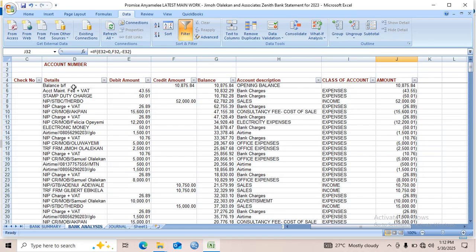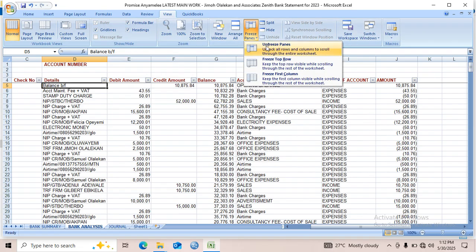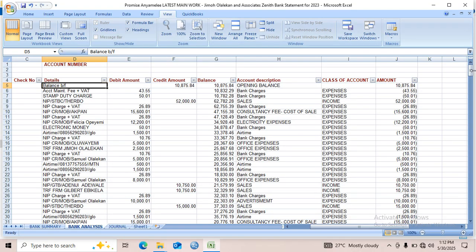What you do is just come under the place you want to see. So let me first unfreeze it. So I've unfrozen it. Now if you go down, you won't see the headings again. That will be making our work look somehow, and I think it will be stressing us. So in order to do that, you just come under the places you want to see. You want to see this check number, details, debit amount, credit amount, and all these amounts when you are scrolling down. So what you're going to do is just come under there.